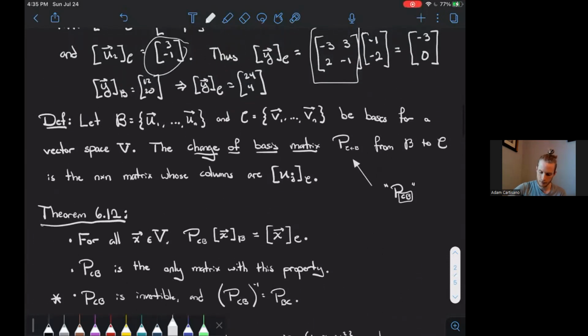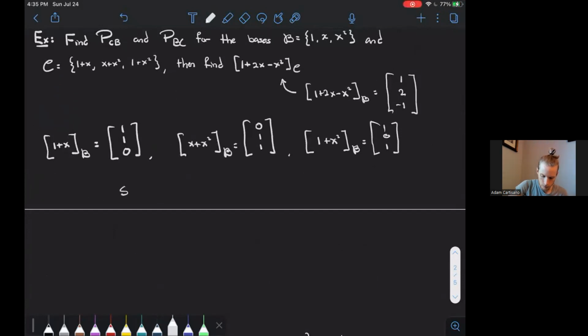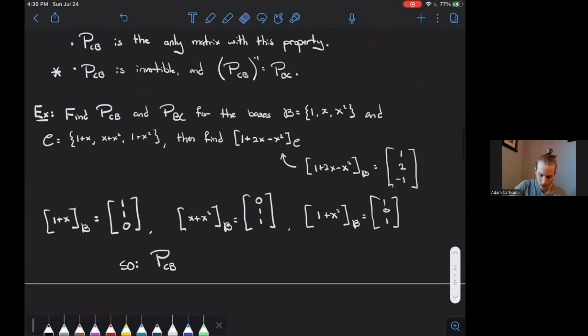So by the definition, unfortunately, look at this C down here. We've switched the roles of B and C. That's okay, of like the bases B and C. So what we are able to compute is P_CB, the change of basis, P_BC. I got this backwards. The change of basis matrix from C to B is what we just computed. And its columns are 1, 1, 0, 0, 1, 1, 1, 0, 1.